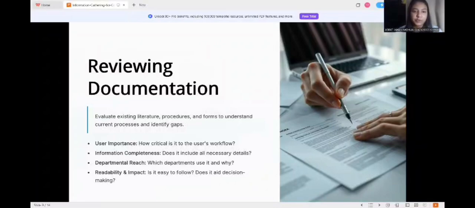Now I will talk about reviewing documentation. Reviewing documentation means evaluating existing literature and procedures to understand the current process and identify any gaps.